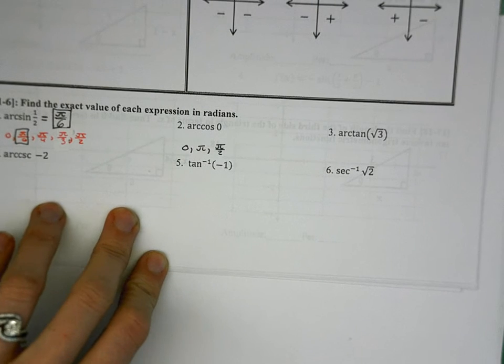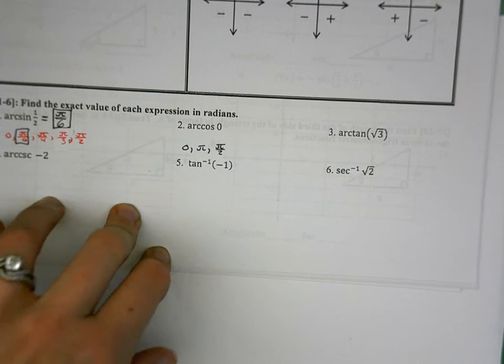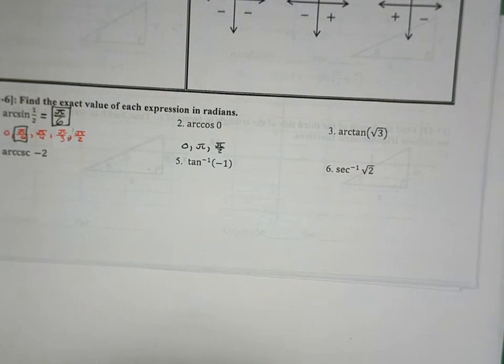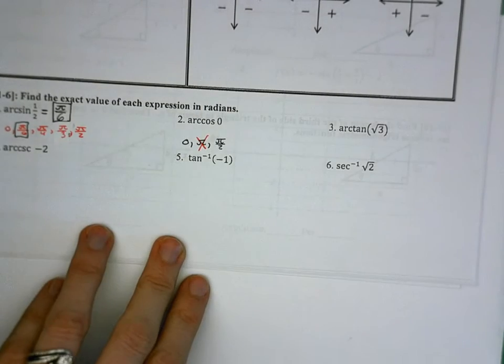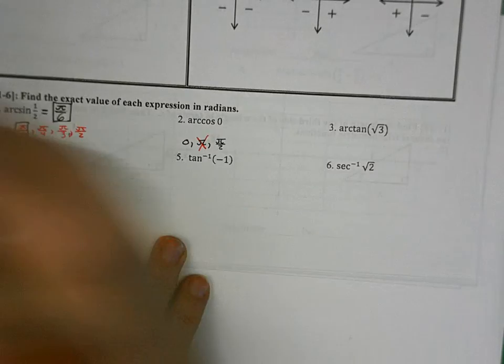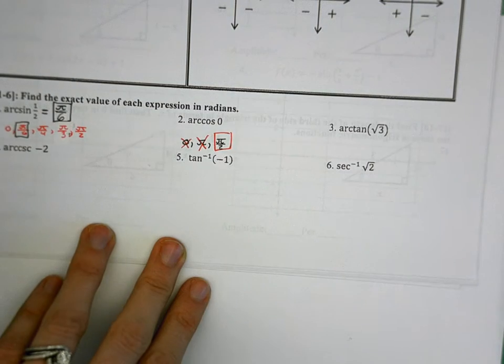Okay, and so then you'd be looking at, well, what are my coordinates for each of those? Which one of those angle values would give me a cosine of 0? In this case, the angle that would give me a cosine of 0 would be pi over 2. So we're looking here, pi over 2.